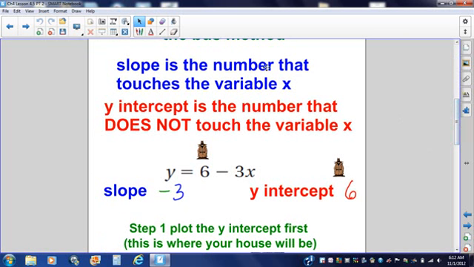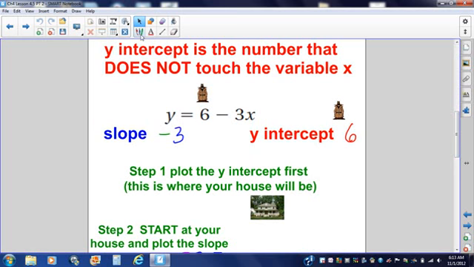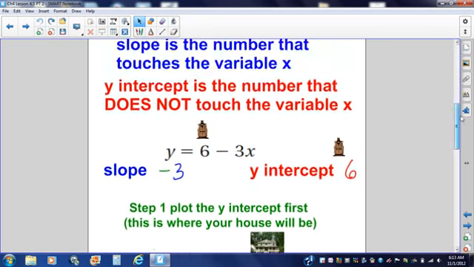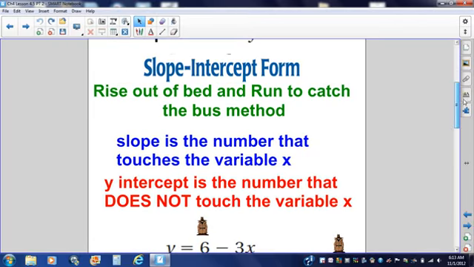Remember that slope is the number that touches the variable x. Y-intercept is the number that does not touch the variable x. So if you would, on your paper please, write the linear equation y equals 6 minus 3x. We are going to graph this linear equation using the slope intercept form, or the rise out of bed and run to catch the bus method.